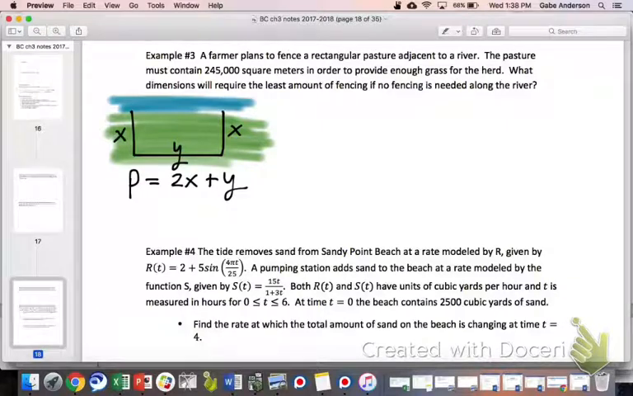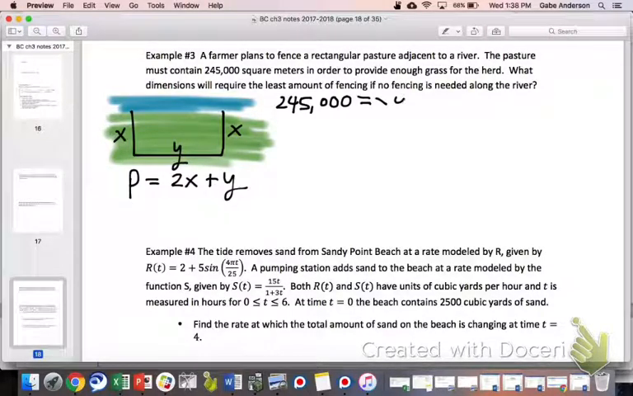McKenna, what could we use to help us do this? Set it equal to like the 245,000. Yeah, we need to use that too. So we'll use 245,000. And how does that relate to what we've got up there? It does, right? Because 245,000 is an area. So yeah, I agree that that equals XY.